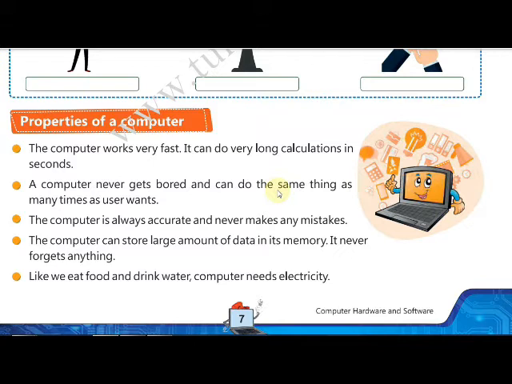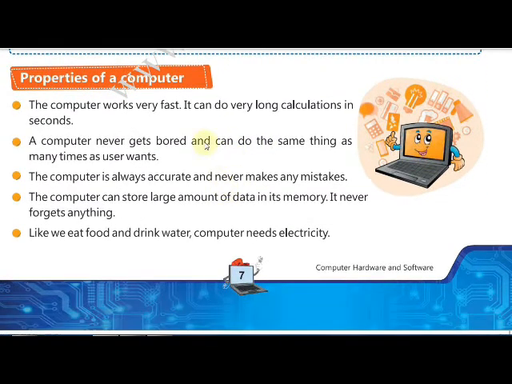The second one: a computer never gets bored, because it is a machine, a non-living thing, so it will not get bored or tired. It will work continuously for you. So this is the second property or feature of a computer. Then what is the next feature of a computer?